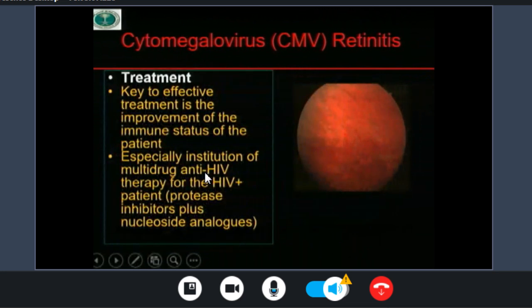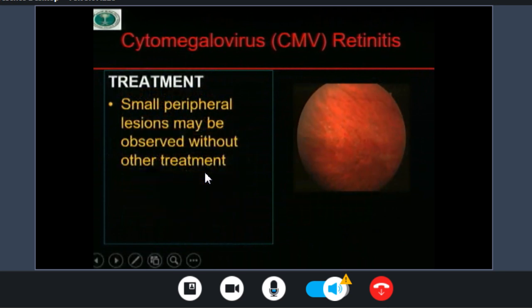For treatment of CMV retinitis, the key to effective treatment is the improvement of the immune status of the patient. So our treatment aims to increase the immune status of the patient, and we use anti-HIV therapy for all of these patients. When we use that in an early stage of the patient with HIV, this is a protective measure to decrease the incidence of CMV retinitis. Usually small peripheral lesions may be observed without any treatment.